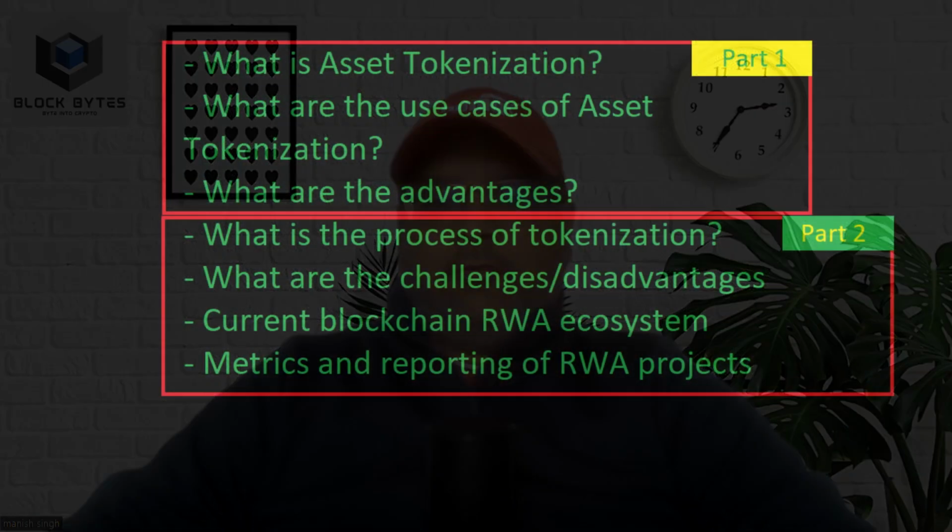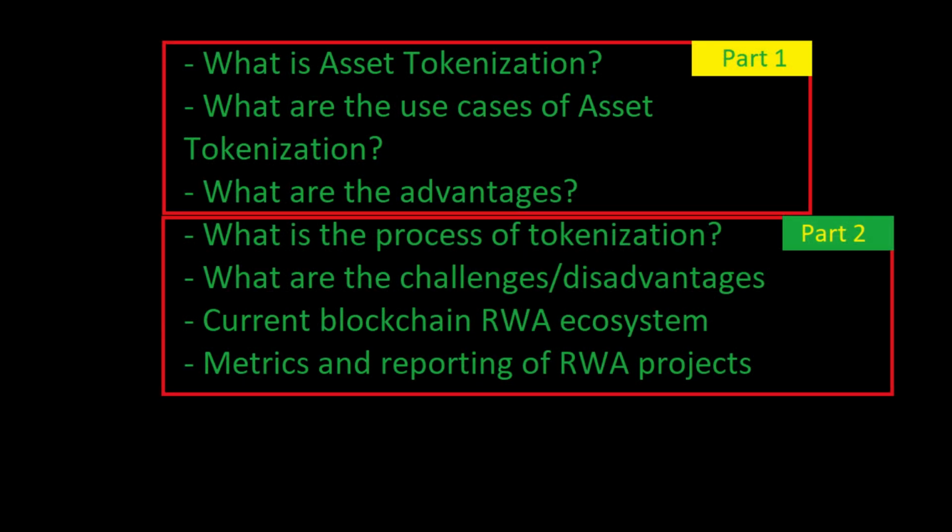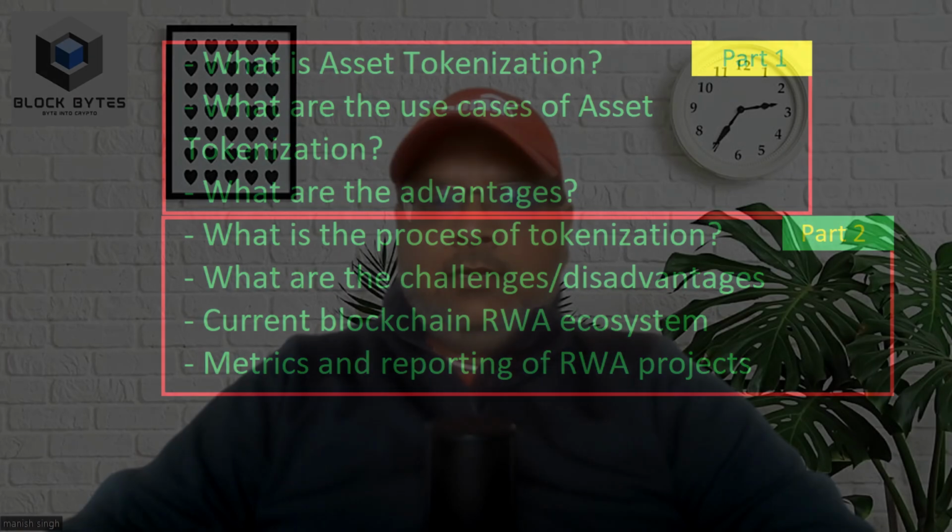In part 1, we covered the basics of asset tokenization, some of its use cases, and its advantages. In this part 2, we will look at 3 remaining aspects: the process of tokenization, the challenges it faces, and the current real-world asset market metrics and projects. Before understanding the tokenization process, let's quickly recap what asset tokenization brings.